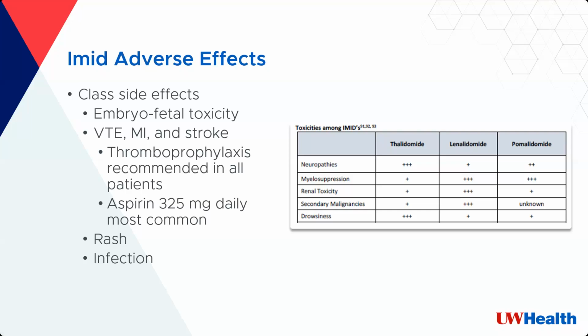Lenalidomide is both renally eliminated and can be nephrotoxic, so you do have to use caution in patients with renal impairment. And then secondary malignancies is most commonly associated with lenalidomide. It's mostly AML, MDS, but there are some solid tumors associated with it. And then do keep in mind that this does depend on the setting and other agents that patients may be exposed to. For example, patients who are eligible for an auto transplant and utilizing melphalan.